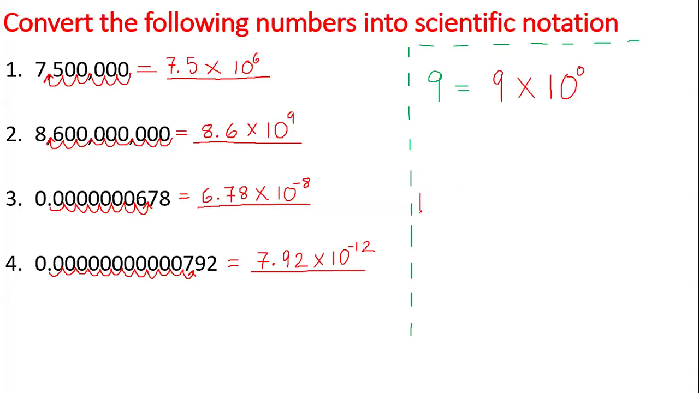I said 10 to the power of 0 is not 0. Put this in your calculator. It's 1. 10 to the power of 0 is not 9 times what? Remember, 10 to the power of 0 is 1.